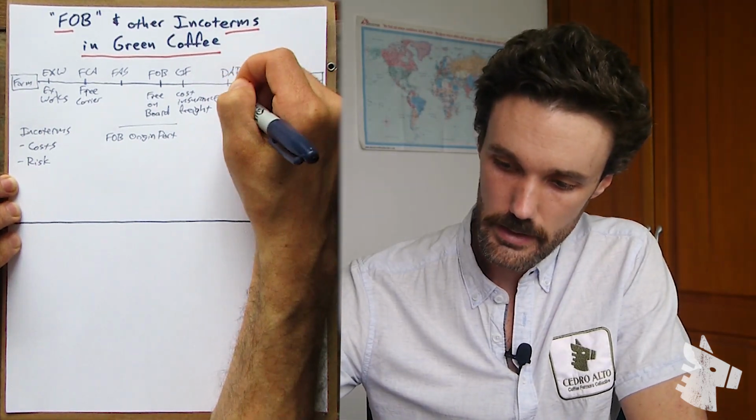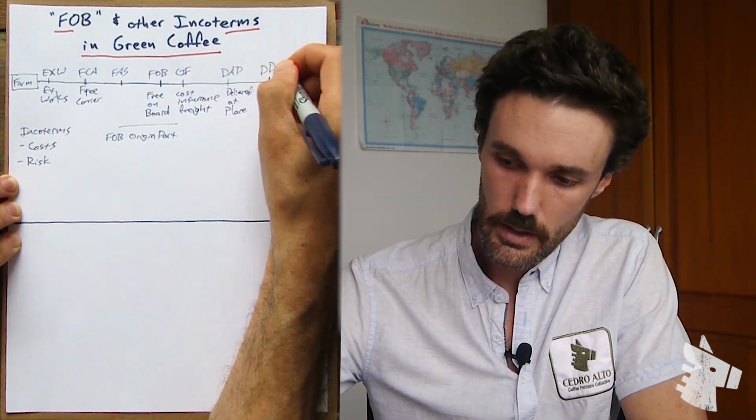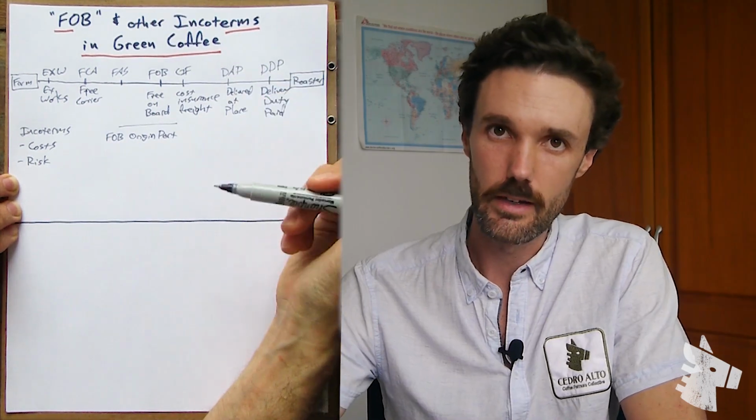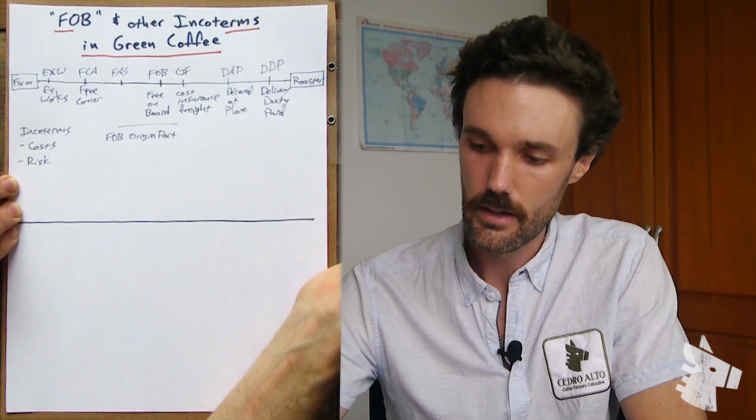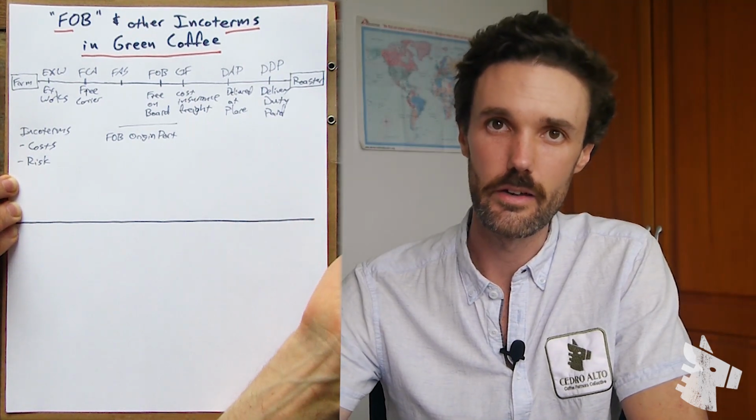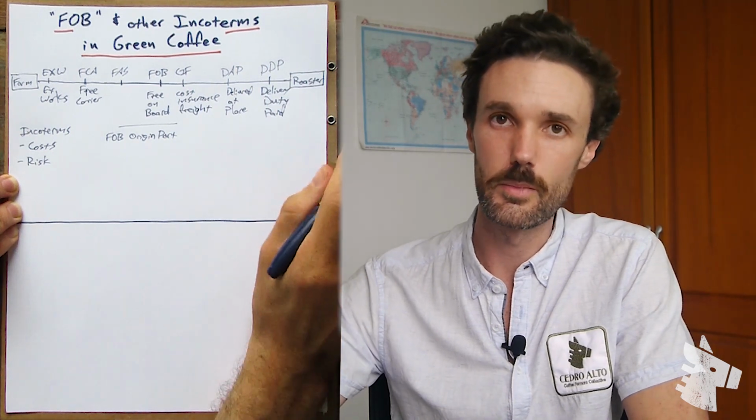DAP, delivered at place, or DDP, delivery duty paid. A parcel shipment, like a DHL or FedEx or something, would most likely be DDP terms because they're taking care of everything up until the recipient's door.